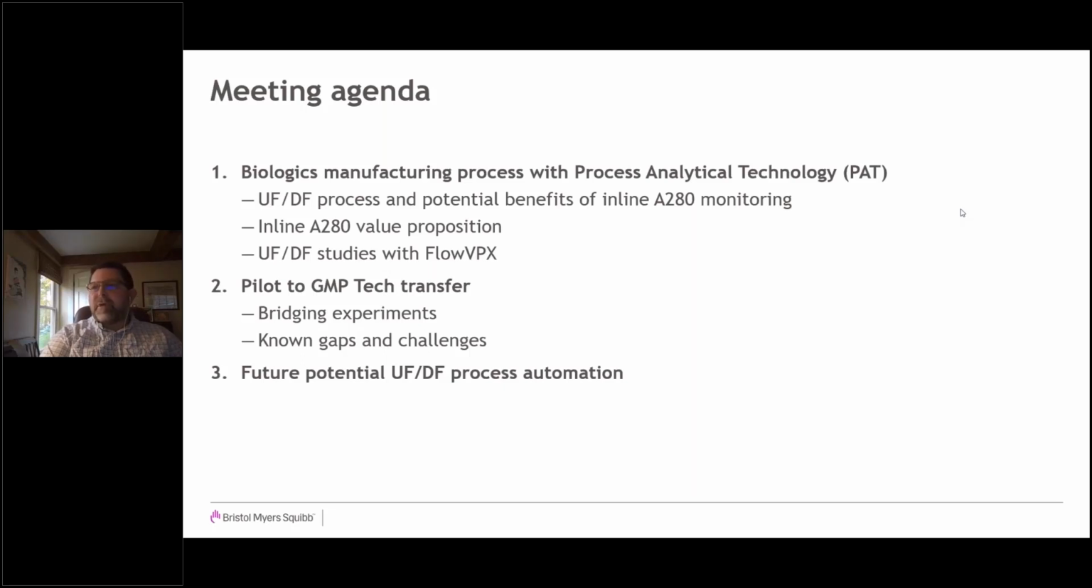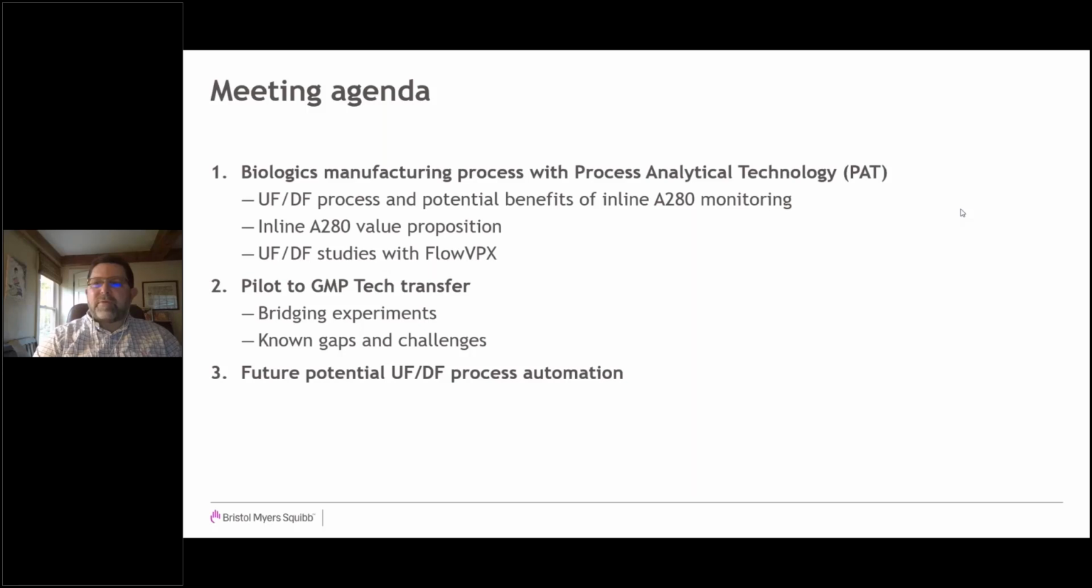So at Bristol Myers Squibb, we've been doing UFDF studies with FlowVPX going all the way back to 2017 in the pilot lab. And I'm only going to talk about the last few years of those experiments, but suffice it to say, we have many years experience doing these studies with first the FlowVPE, then the FlowVPX instrument.